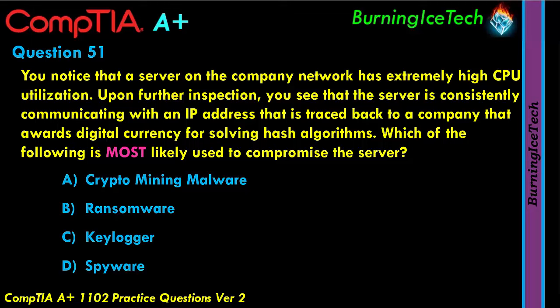Is it A, crypto mining malware? Yep, because crypto mining generally uses your CPU or your GPU to solve what we call hash algorithms, and by doing so, they get rewarded with cryptocurrency, normally Bitcoin or something like that. It's more common to find that your GPU is running very high because the GPU generally does this better, but a CPU can also be used for this. It's not as good as the GPU, but it can be used. So the answer, guys, is A.